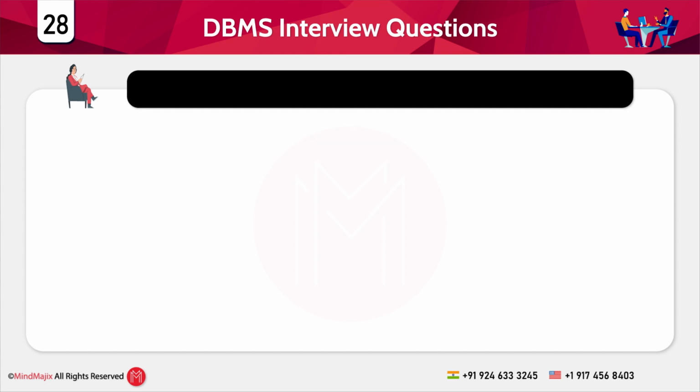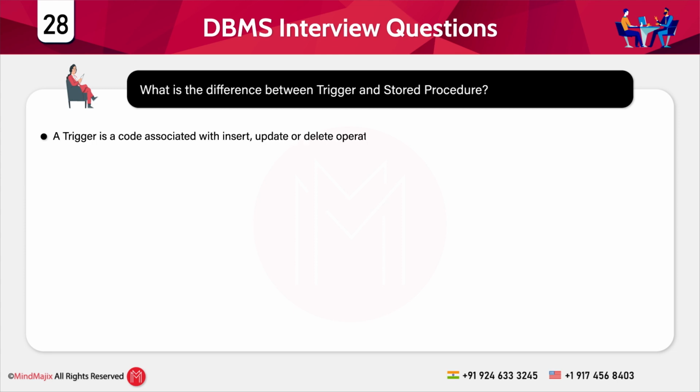The next question is, what is the difference between a trigger and a stored procedure? So a trigger is a code associated with the insert, update, or delete operations. So the code is executed automatically whenever the associated query is executed on a table. Triggers can be useful to maintain integrity in the database. So this was all about trigger.